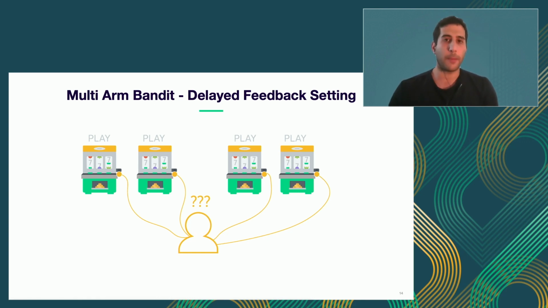However, it's a bit different because, let's say, when you pull the lever, it will take some time for you to know whether you succeeded or not. So this is a multi-arm bandit in a delayed feedback setting, where we want to know which task is the most appropriate for the user, but it might take us some time to estimate it. Cool.